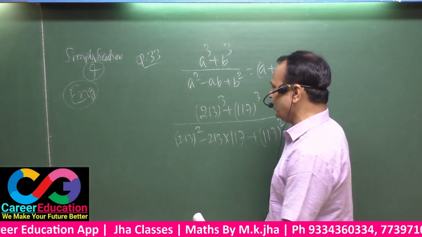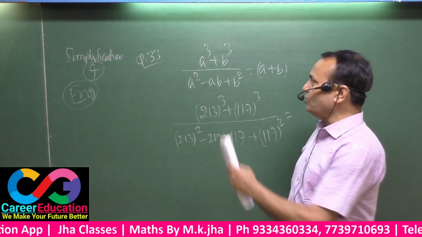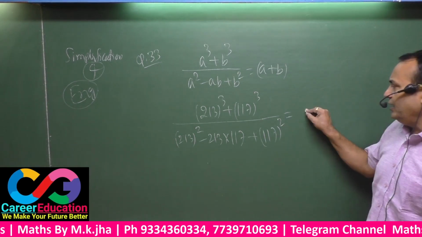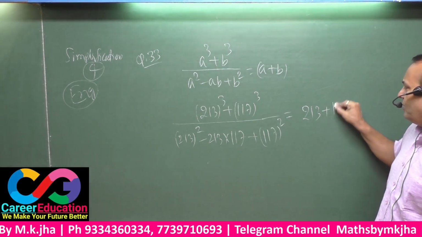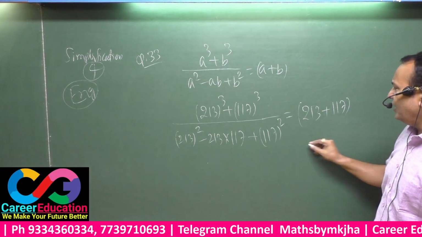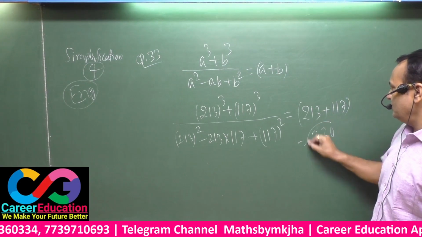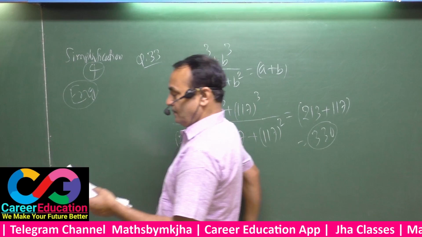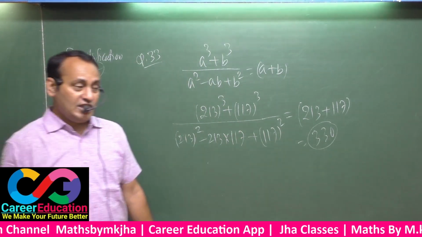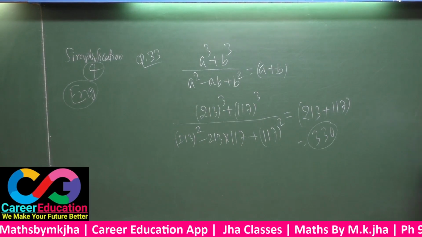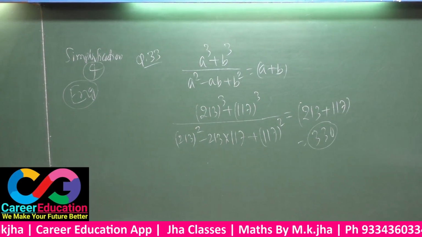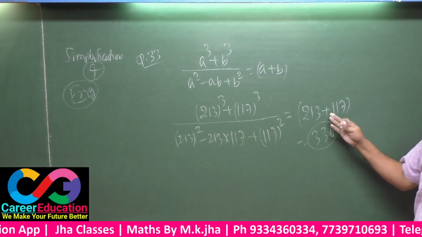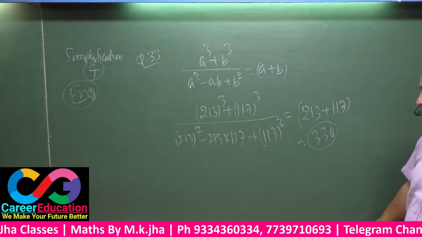But you remember, technically this question is totally based upon this formula: a cube plus b cube by a square minus ab plus b square equals a plus b. That means a is 213, b is 117, and you get the answer here. This is 330. This is your final answer. Note down. You have to see the hidden formula behind that question, and you get the answer. If the question was this one, certainly the answer will be only a plus b.